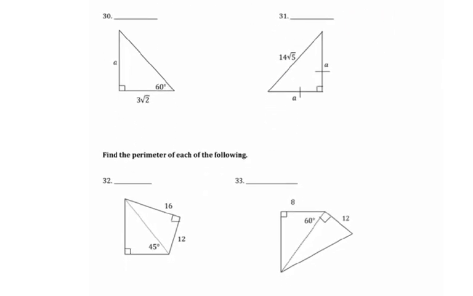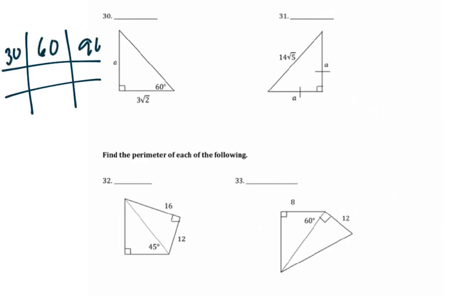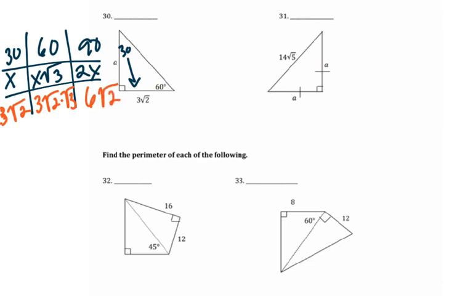Okay, I'm going to set you up with these, and you can finish solving them. 30, 60, 90, x, x root 3, 2x. The side across the 30 is a 3 root 2, which means this is going to be 3 root 2 times root 3. This is 6 root 2. Multiply those together, it becomes 3 root 6.